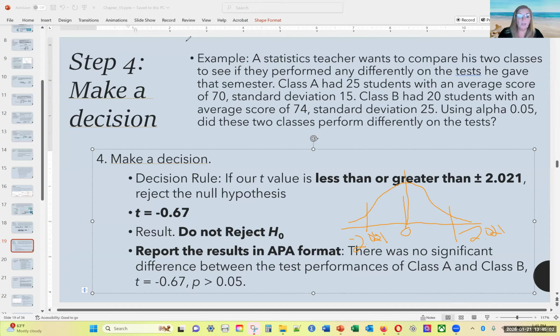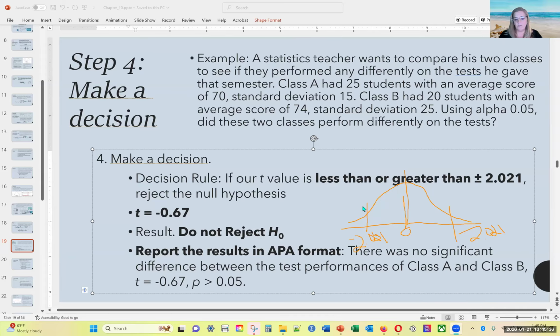And then, of course, you need to report the results in APA format. So you tell us, was there a significant difference between the two groups? And then report the statistics. In fact, you say there is no significant difference between the test performances of Class A and Class B. T equals negative 0.67, and the p-value was greater than 0.05. It was not less than 0.05.